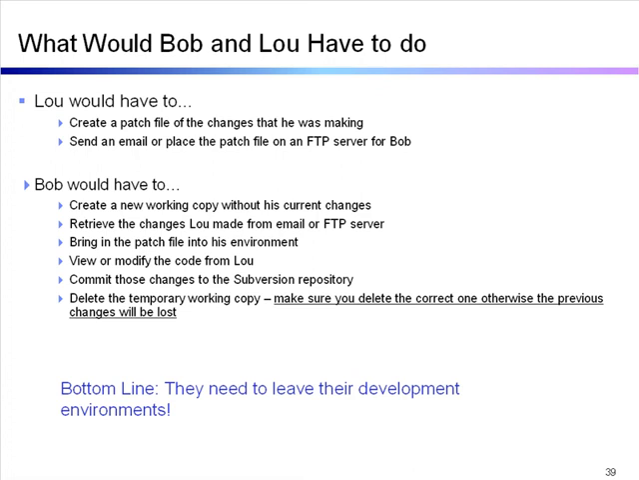The final thing he'll want to do is delete the temporary working copy that he made, and this is where he's got to be really careful. He needs to make sure that he deletes the correct one. Otherwise, the previous changes could be lost. And the bottom line here for Bob and Lou is that they have to leave their IDE environments in order to make this happen. They have to use some other means to exchange these files and changes.